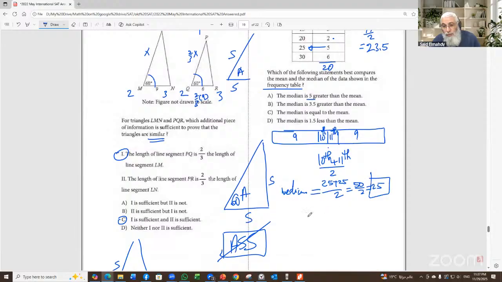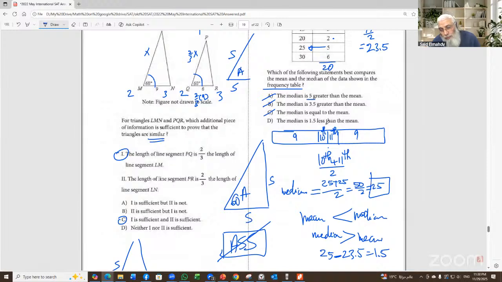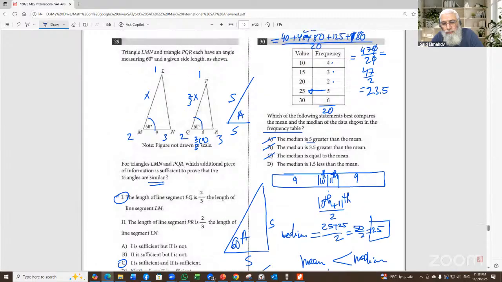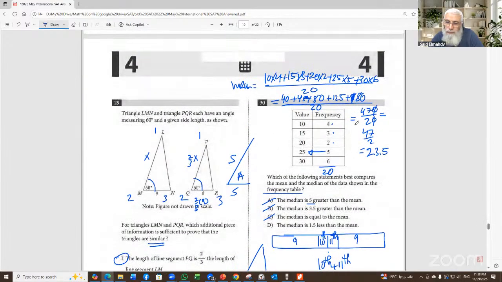So the mean is less than the median. Or we can say that the median is greater than the mean. So where is the solution? The median is 5 greater than... No, it is greater by 1.5. So 25 minus 23.5 is 1.5. So the median is greater... Median is 5 greater than the mean. How is this?